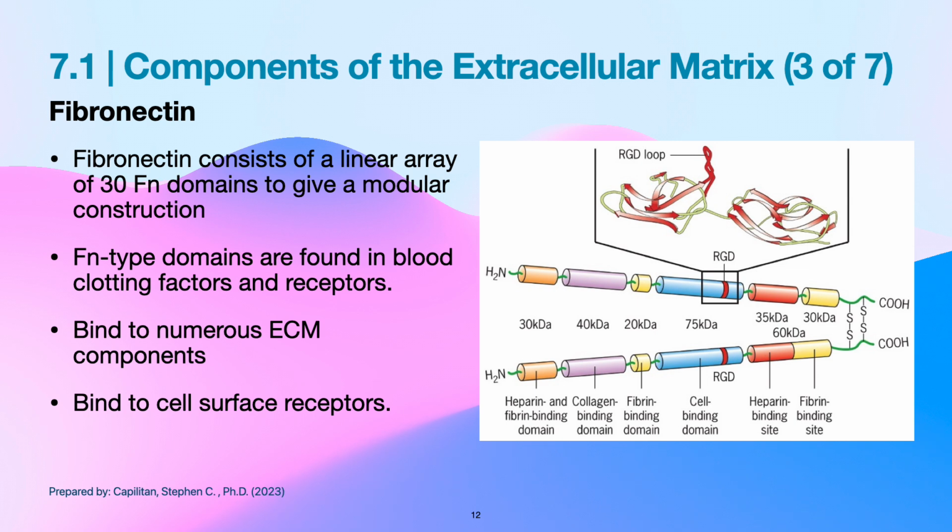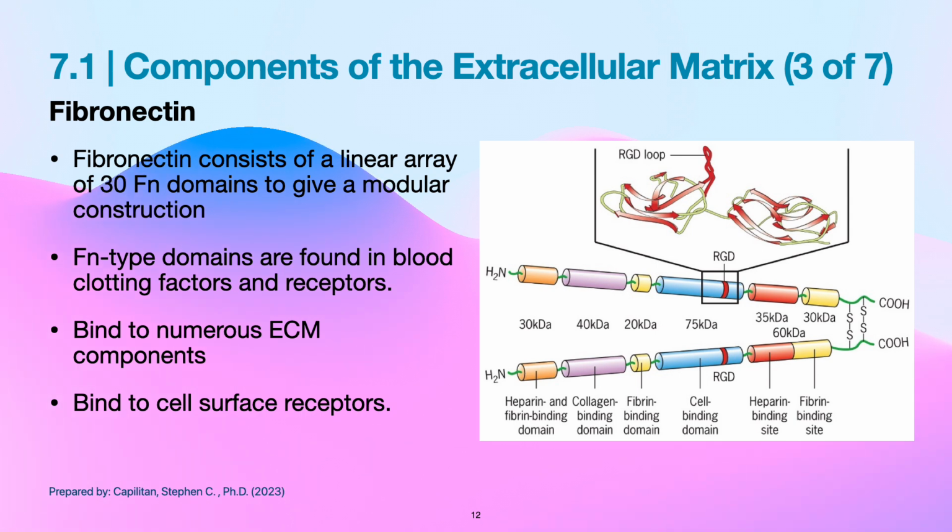Showing you the inset on top of this image, 2 of the 30 or so repeating FN molecules that comprise the polypeptide. Your RGD sequence forms a loop of the polypeptide protruding from one module. The fibronectin consists of a linear array of 30 FN domains that give a modular construction. Type III domains are found in blood clotting factors and receptors. They can bind to a myriad of ECM components, and they can bind to cell surface receptors.